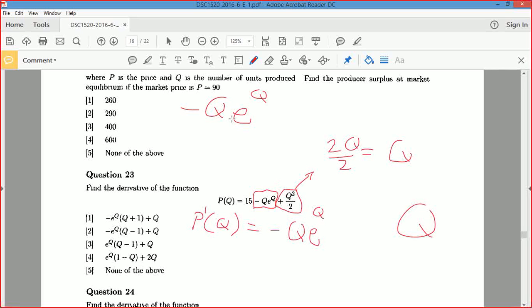Okay, and then I've got the other part, which is the q. If the q is what I'm deriving, what is the constant of q? Minus e to the q minus e to the q, plus q. Right, there's the derivative.